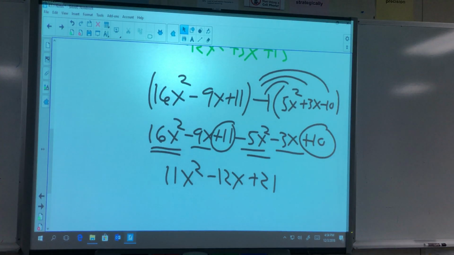You just got to be very careful with your integers. Most students that make mistakes on this are simply making integer mistakes with their positive and negative numbers.